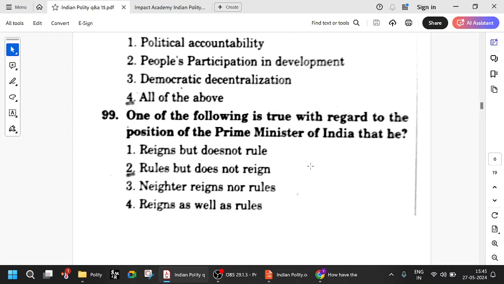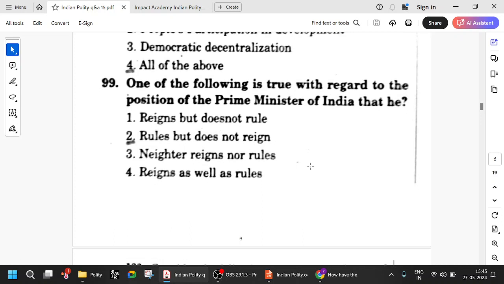One of the following is true with regard to the position of the Prime Minister of India. Among these, you can say that he rules, but he does not reign. So he is not a king or anything, but he rules because he has the executive power.